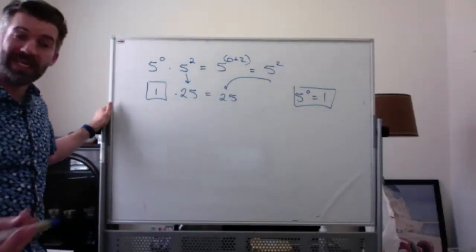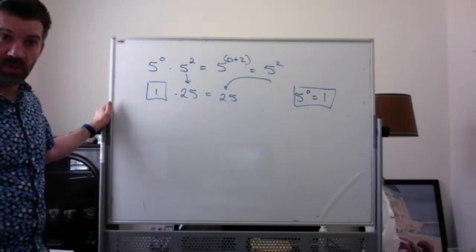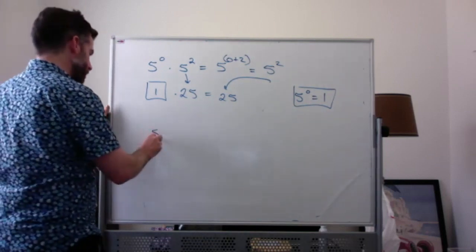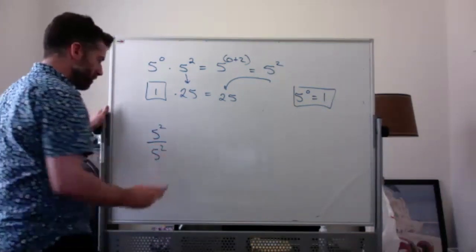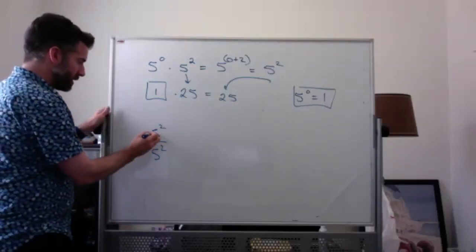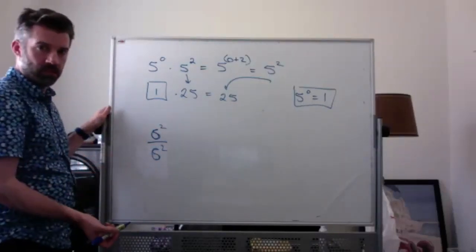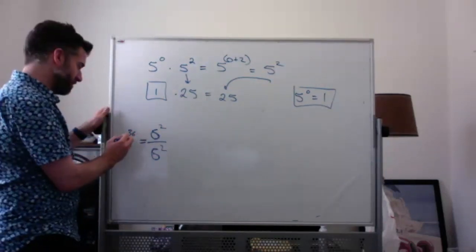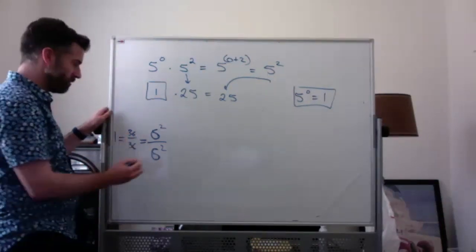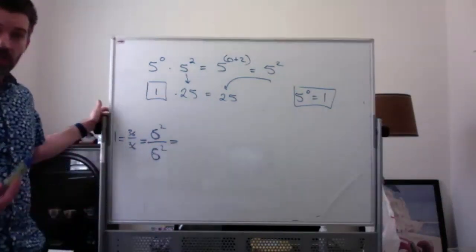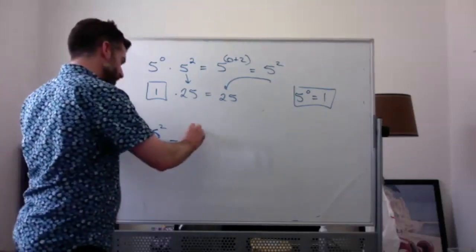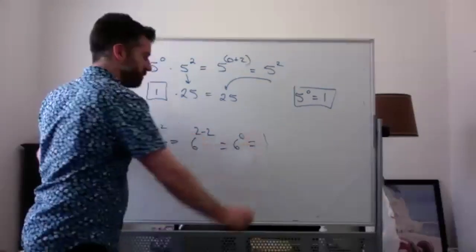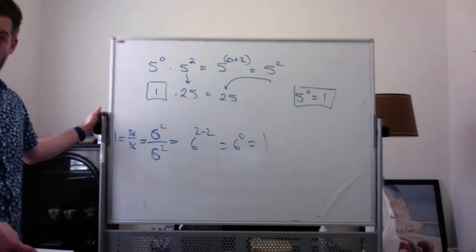A different but equally good way of explaining why it's true is by using the subtractive rule. If you said instead, actually let me use 6. What's 6 squared divided by 6 squared? Well, 36 divided by 36 is definitely equal to 1. But if I use the subtraction rule, that's equal to 6 to the 2 minus 2, which is 6 to the 0, which is 1. So there's another different way of explaining it if you like.